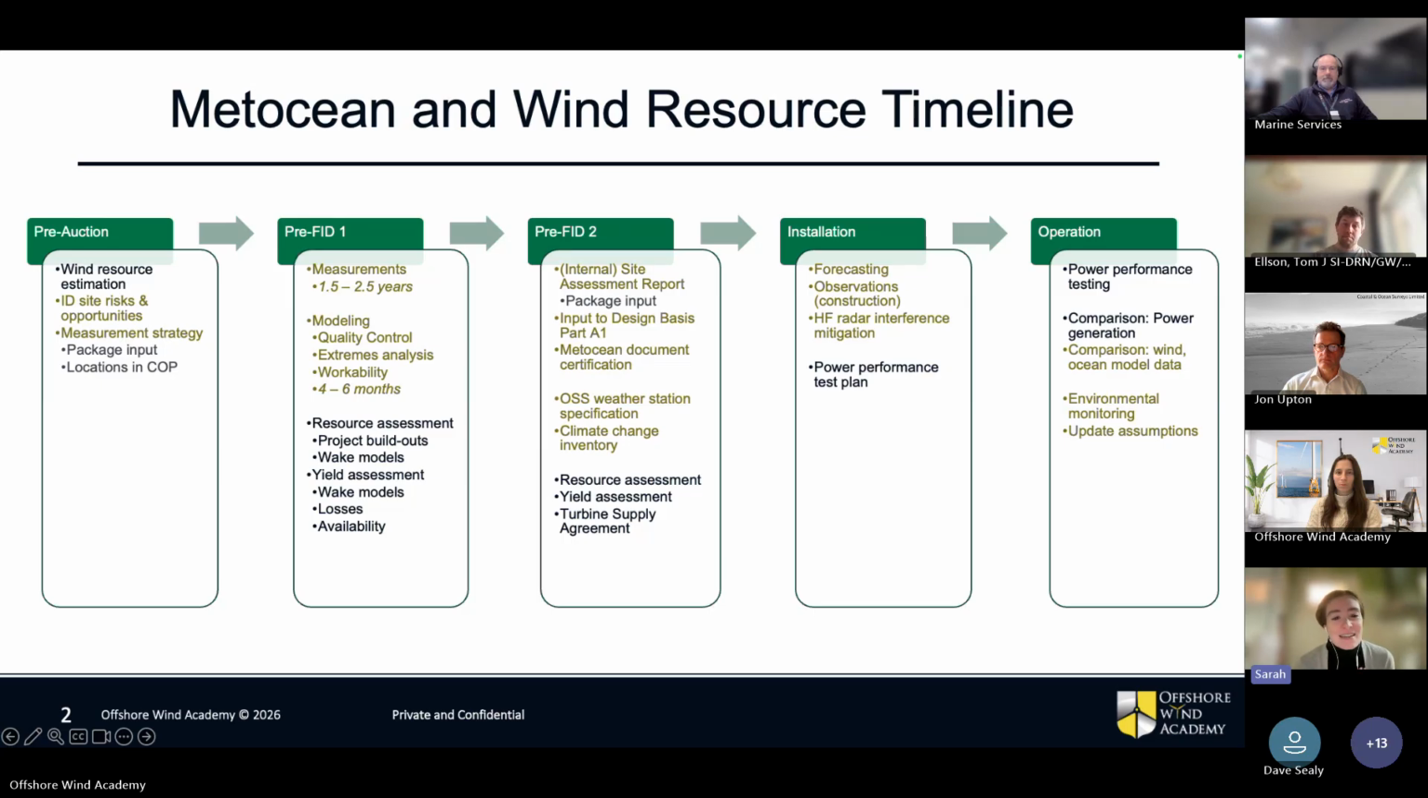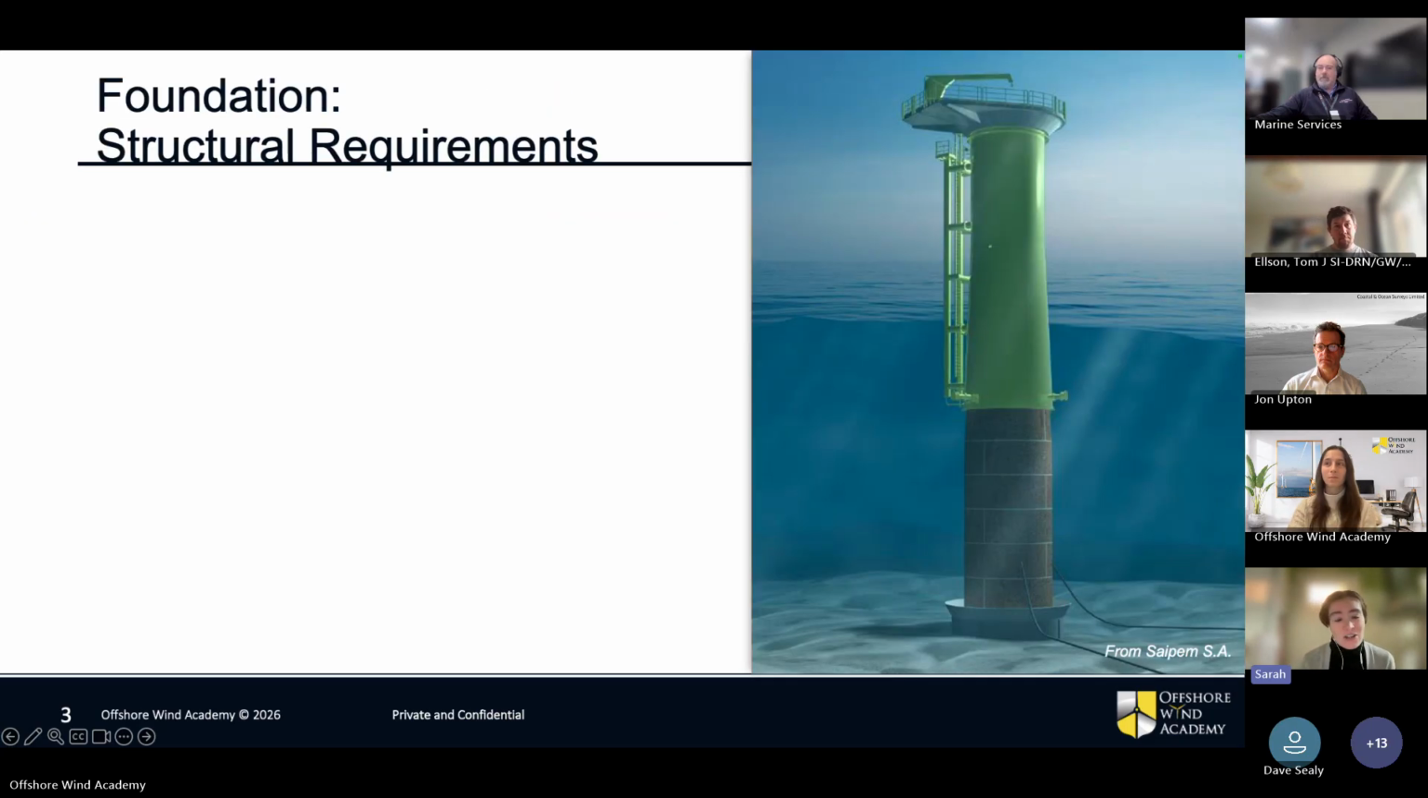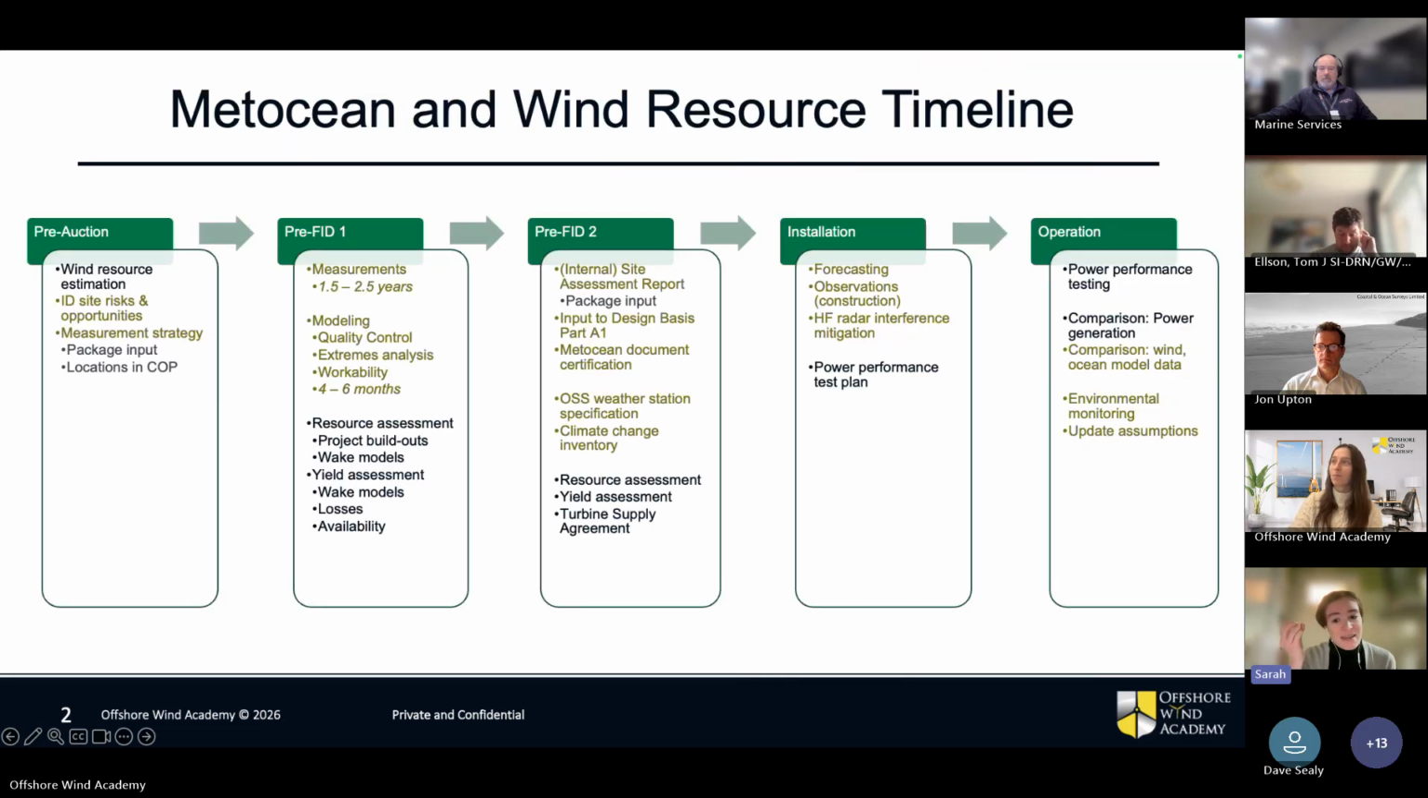Okay, so that is really a brief overview of the Metocean and wind resource timeline. And now I'd like to jog your brain, in the audience, about what Metocean parameters you think go into each of the major packages of an offshore project. Oh, so Sarah, actually, if you could take this down, and now we'll go to the Menti.